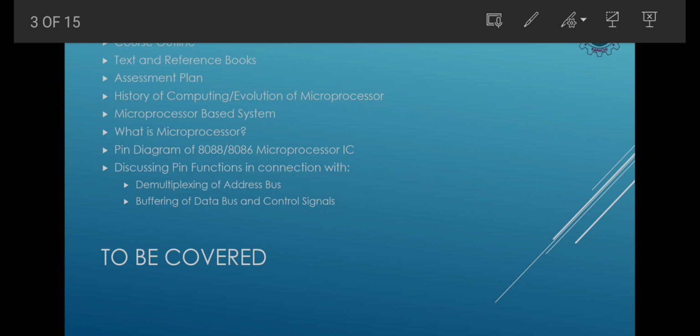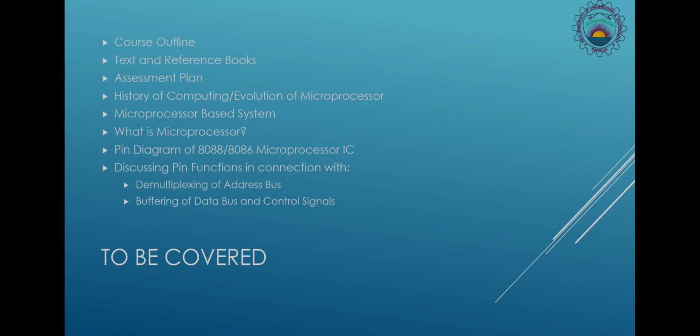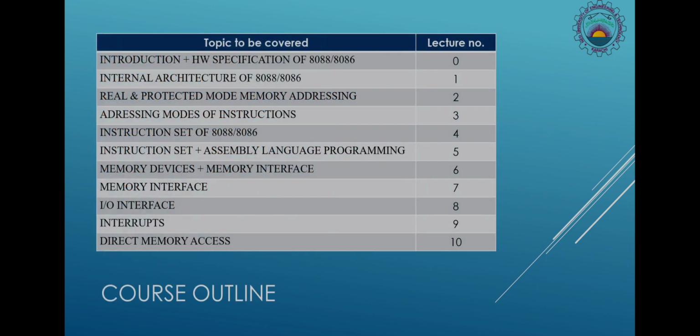Then the pin diagram of 8088 and 8086 microprocessors will be discussed, and after that some pin functions of 8088 and 8086 microprocessors are discussed in connection with demultiplexing of the address bus and buffering of the data bus and control signals. That is the course outline we have to cover.